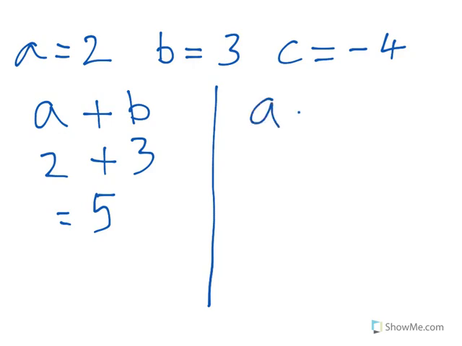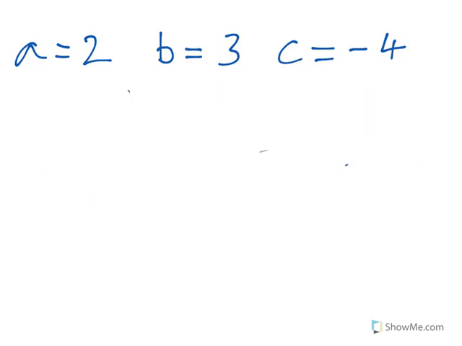A minus C. Now, here's the first sort of trap you might fall into. So A is 2, we've got the minus sign there, and C is -4. So we've got two minuses right next door to each other. When you've got two minuses right next door to each other like that, it actually means plus. So it means 2 plus 4, giving you an answer of 6. So they're two fairly straightforward ones.